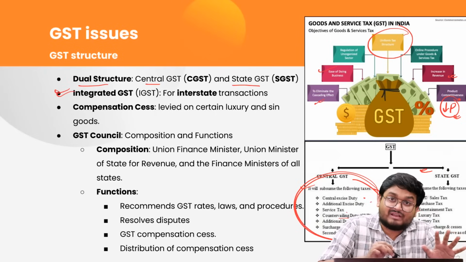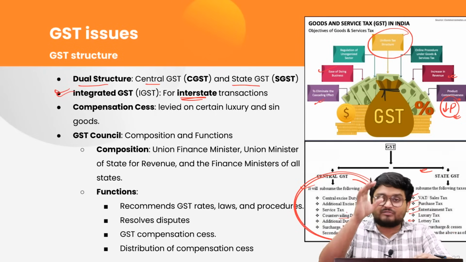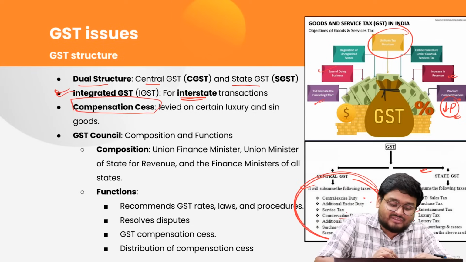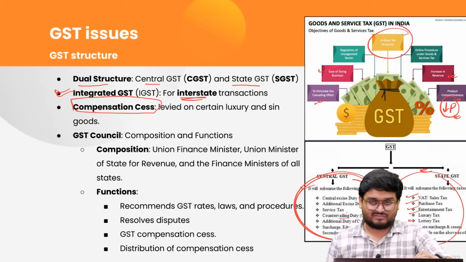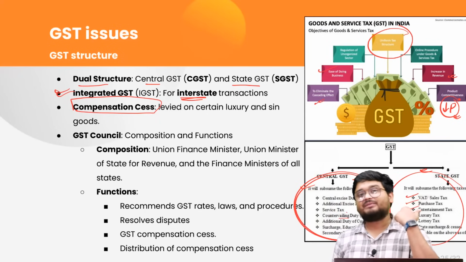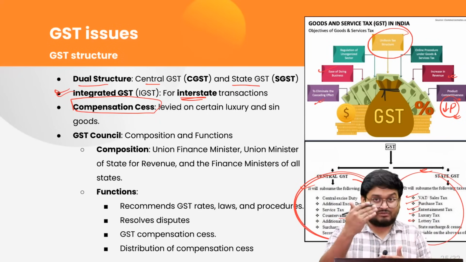Also, on the other side, we have an integrated GST for interstate transactions. Apart from this, we have a compensation cess, because when GST was implemented, the state governments had to give up some of their taxes. And when they gave up their taxes, they thought that they would be losing revenue. So they bargained with the center.